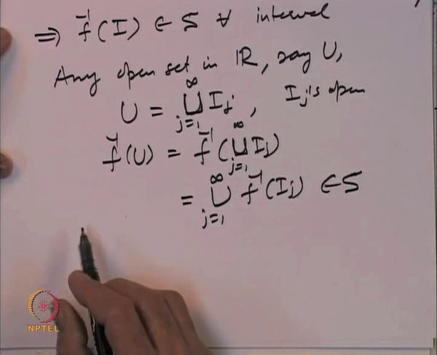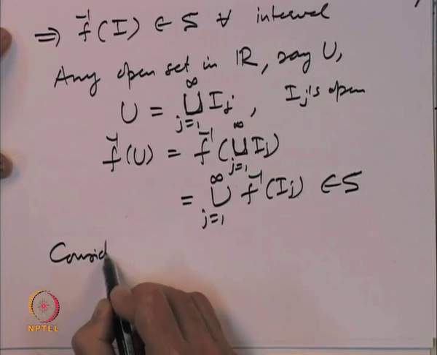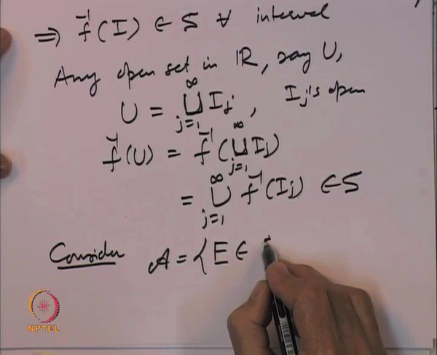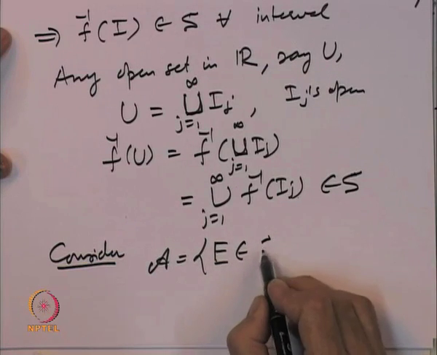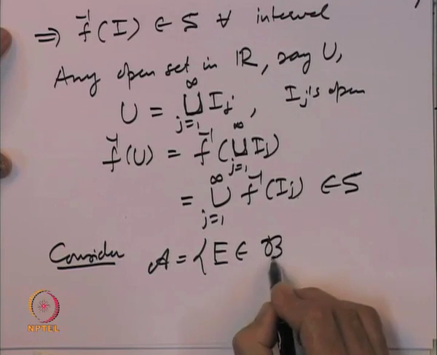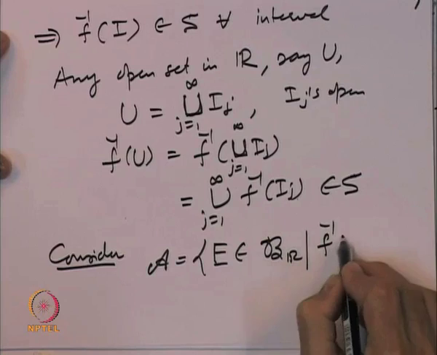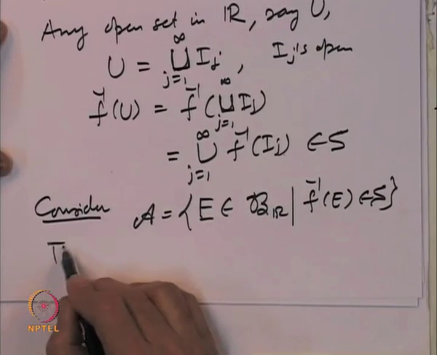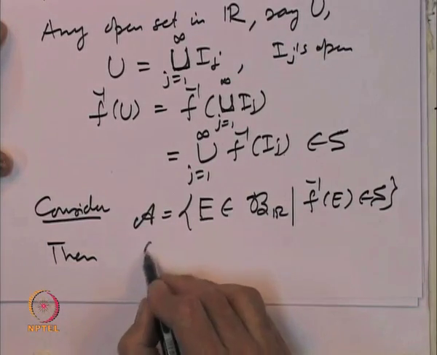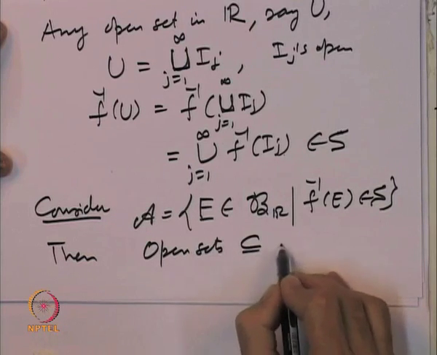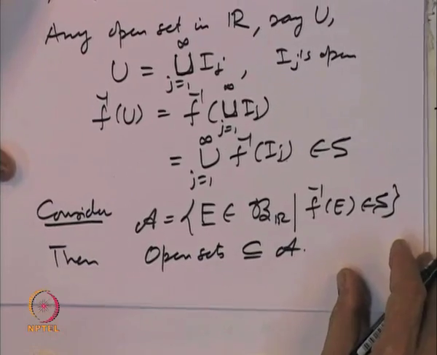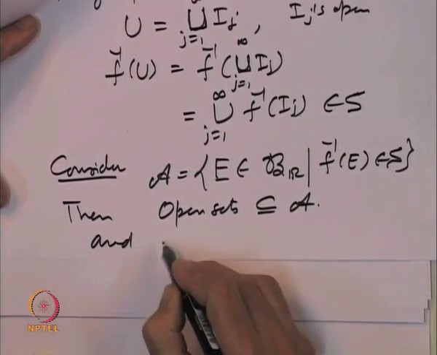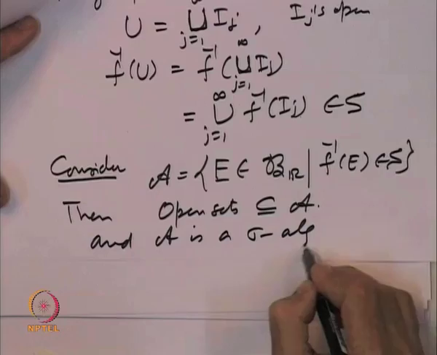So, now this here is a sigma algebra technique. So, consider the class A of all subsets E in B R such that f inverse of E belongs to S. Then, just now what we showed, the open sets are inside A, and it is easy to check that A is a sigma algebra.